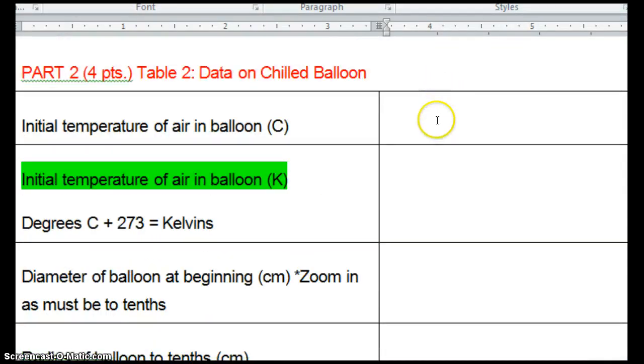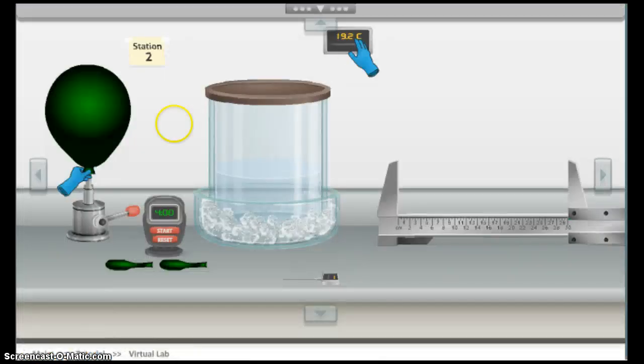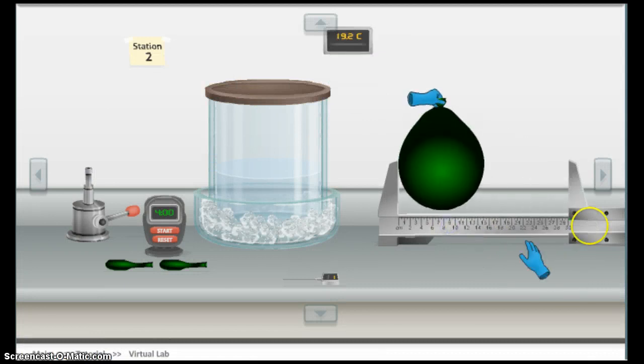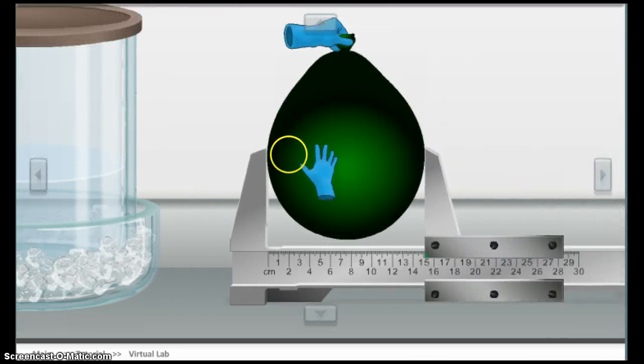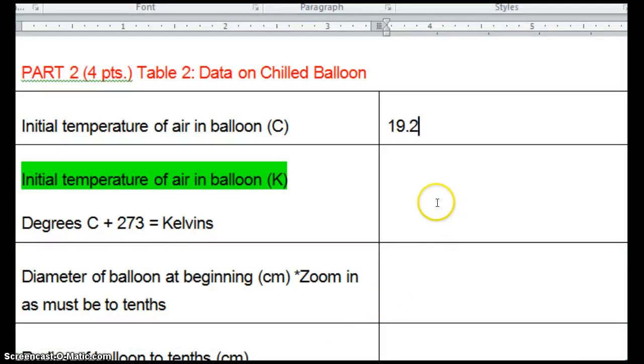We have our initial temperature of the balloon, 19.2 degrees Celsius. And let's measure it. And what would you say the diameter or the distance across the balloon would be? I think it's right at 15. So since it's exactly 15 and I want my answer to tenths, what number do I put after the decimal? I would put a zero after the decimal, right? 15.0 to show that it's exactly 15.